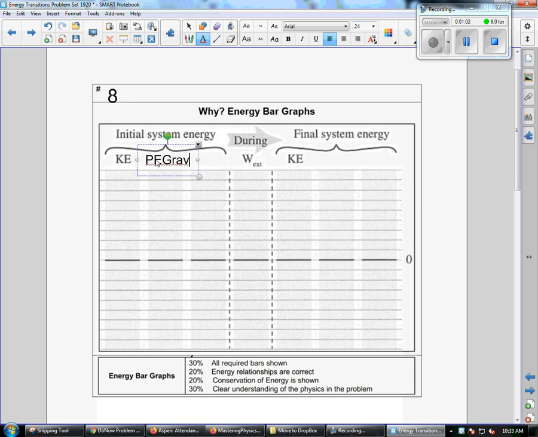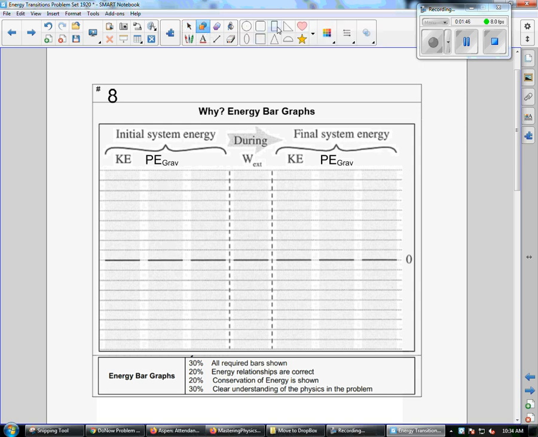So I'm going to do a column of PE grav, and make that a subscript. What about PE for spring? Any springs involved here? No. So I'm not going to even bother to label that column. I'll make a copy of this. Okay. So in my beginning situation, I'm at rest, so no kinetic energy. I'm at sea level, so no PE grav, because I'm going to call sea level 0.